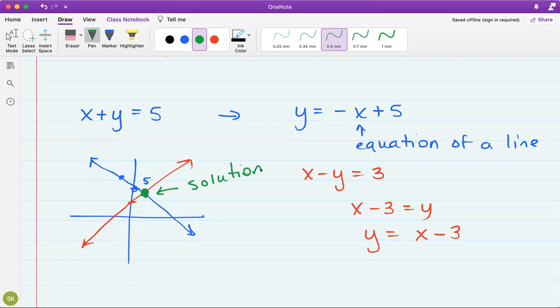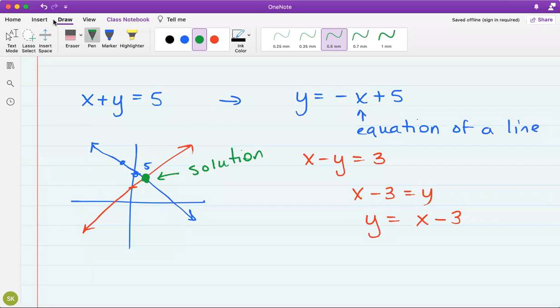So our first option when we want to solve these types of problems is to graph the two equations and just find where they intersect. All right, let's erase this.